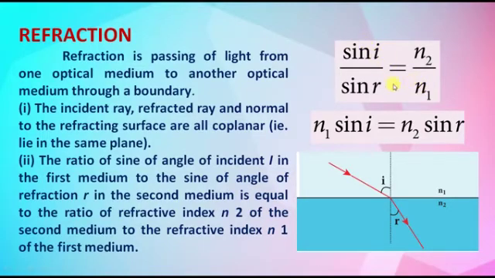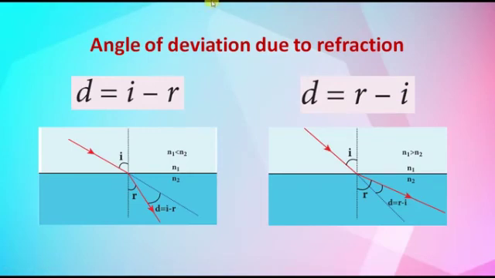Now we take the cross multiplication: N1 sine I is equal to N2 sine R. Next we are going to see the angle of deviation due to refraction. We know that the angle between the incident and the deviated light is called the angle of deviation. When light travels from a rarer to a denser medium, it deviates towards the normal.